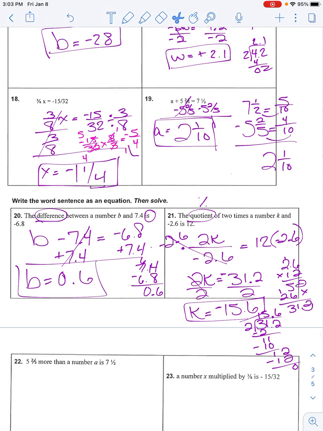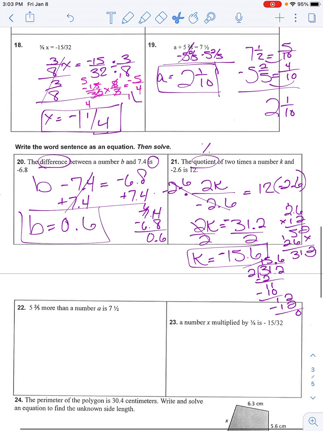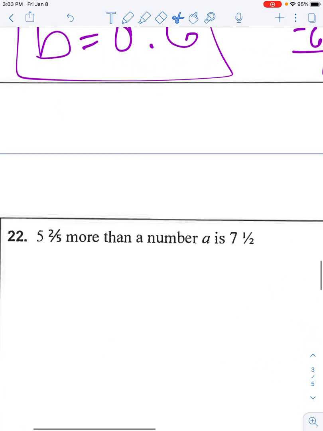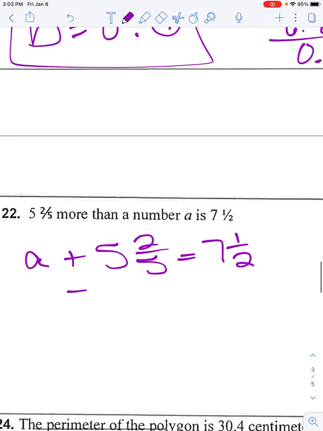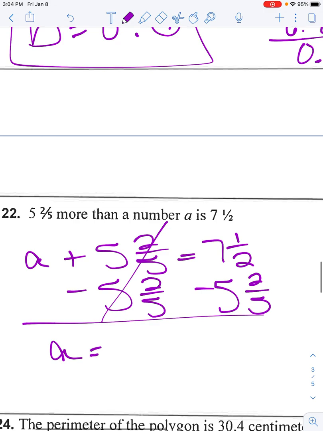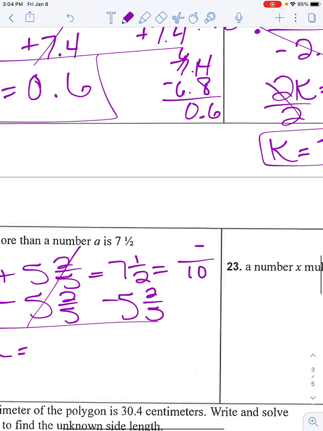22 and 23 are the same thing, just it got separated on the page. So we're still writing the word sentence as an equation, then solving. Okay, so you have 4 of these. Okay. 5 2/5 more than A. More than just means add. So 5 2/5 more than A is 7.5. So you could have A plus 5 2/5 or 5 2/5 plus A, does not matter. Do the inverse. Subtract 5 2/5 from both sides. You're going to have to get a common denominator.